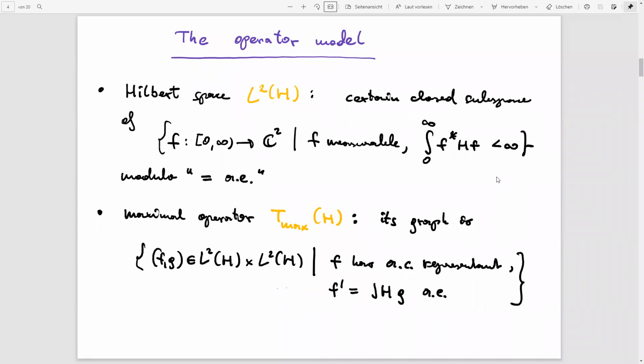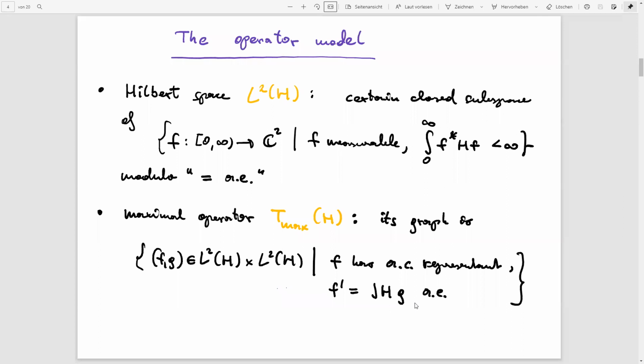And since the Hamiltonian h is not necessarily invertible, I cannot write this maximal operator really as an operator. I should rather write it as a graph. And so I write down the graph of the maximal operator. So the graph is all pairs f, g such that f prime is equal to J times h times g almost everywhere.